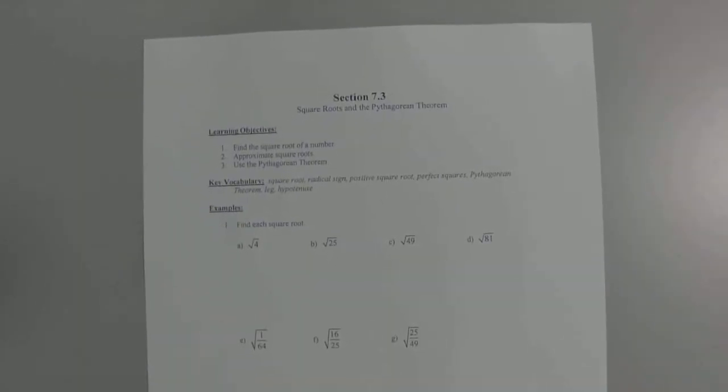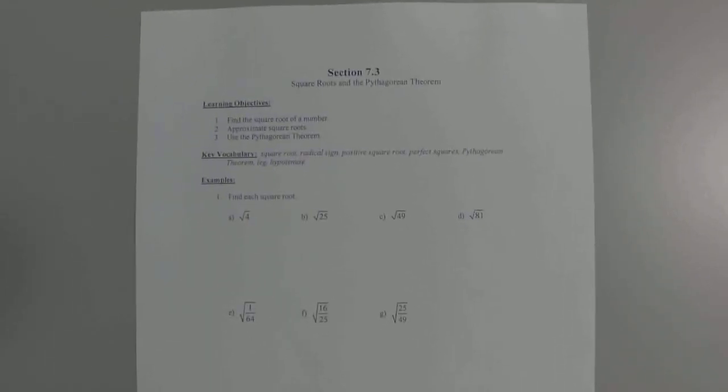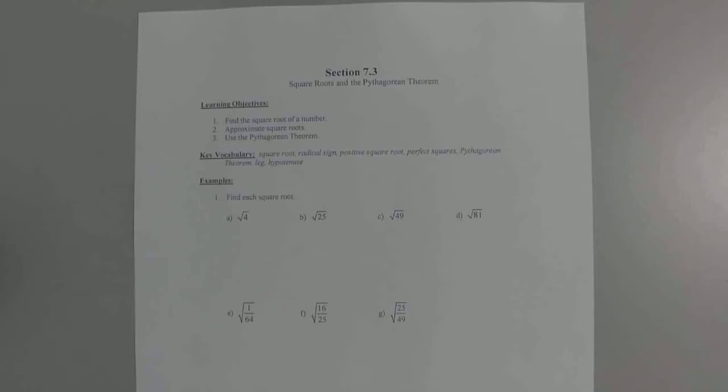1.3 is actually the only section in Chapter 7 that we're going to cover. And it's square roots and the Pythagorean theorem. A lot of you have probably dealt with both, okay? But a square root is the opposite of squaring. So remember, squaring something is taking it times itself.